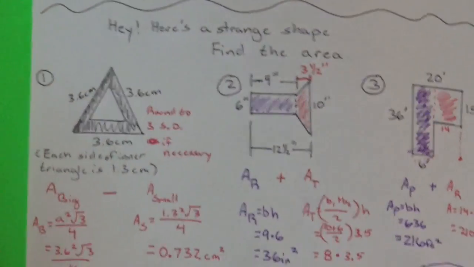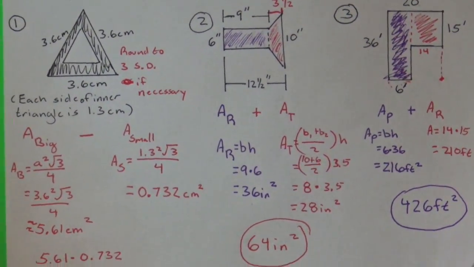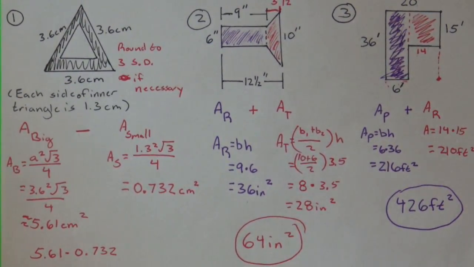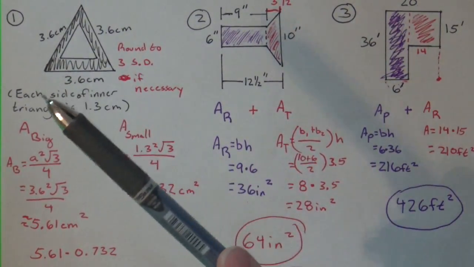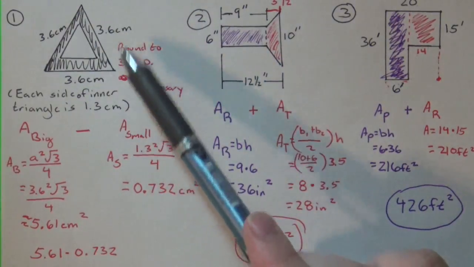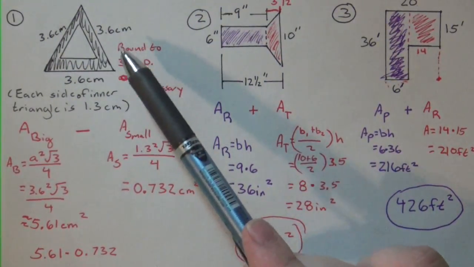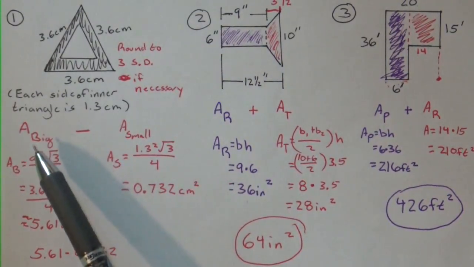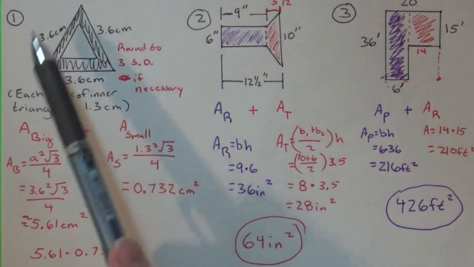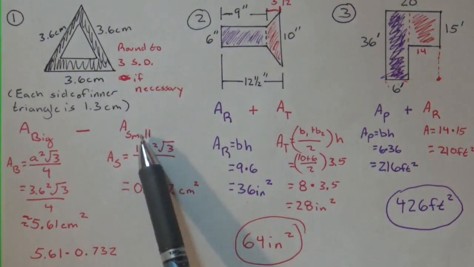Alright, here were some other ones that we discussed in class, and I'll just briefly mention these again. You have a triangle that has a triangular hole that's been cut out of it. So in order to solve this, we needed to take the area of the big triangle, which is out here, and we were going to subtract the area of the small triangle right here.